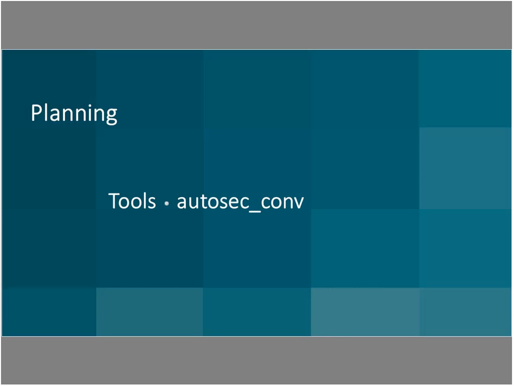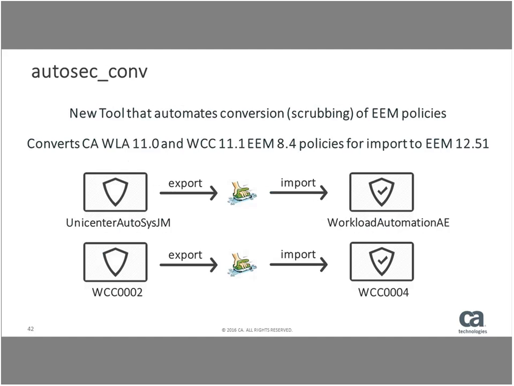Another tool is the AutoSecConv. This program automates conversion or scrubbing of EM policies. It turns what used to be a painful, error-prone manual process into easy mode. You simply export the old policies, run them through the scrubbing bubbles of AutoSecConv, and import the updated policies to your new target EM 12.51.